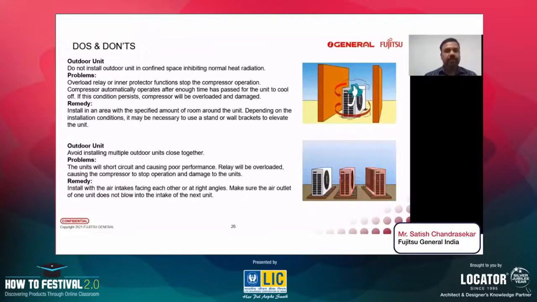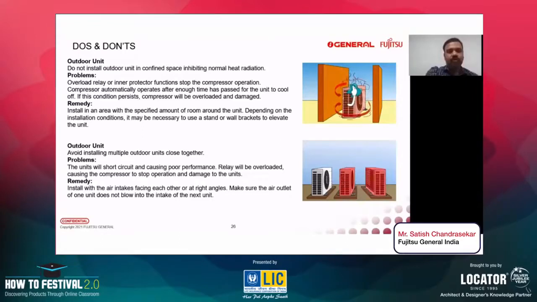And then coming to the outdoor unit, do not install the outdoor unit in a confined space. We all know that the heat from inside the room is thrown out through the outdoor unit. So if the heat from the outdoor unit is not able to dissipate, then automatically the cooling operation is inhibited. The compressor can get overheated and overloaded, it can cut off, and in some extreme cases even the compressor can get damaged. So there should always be enough space around the outdoor unit for air circulation, for the heat to dissipate.